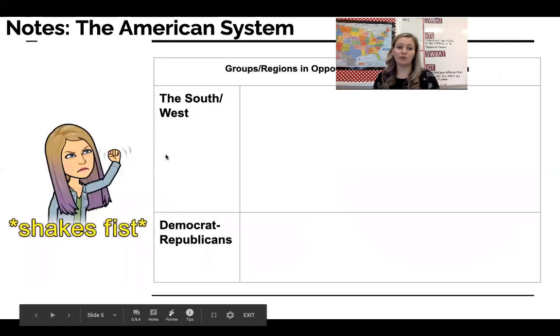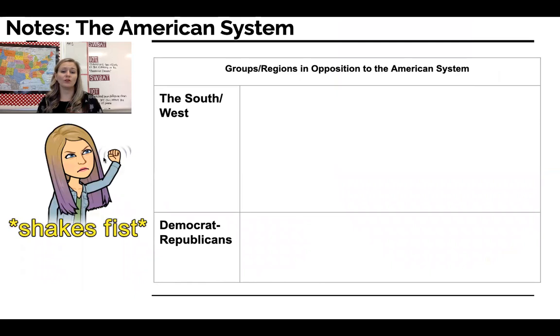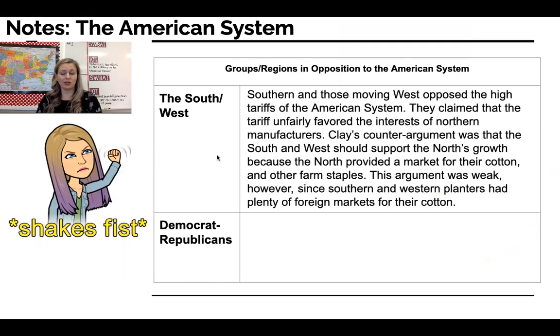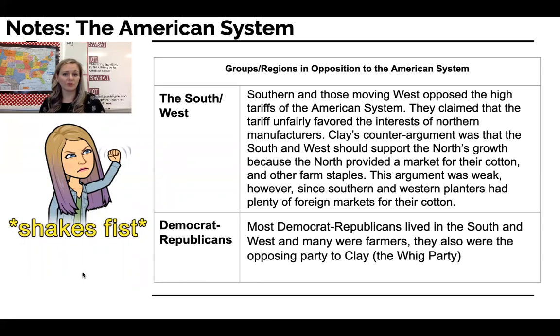Here's the thing, not everybody is a fan of this plan. And so different groups or different regions have an actual opposition to this. Remember, he's a part of the Whig Party, and the Whig Party is going to be a little bit more on the side of the government should be more involved in issues at this time. And so not everybody, especially the South and the West that are still filled with Democratic Republicans, which is the second part here. So I can just go ahead and open that up here. They're not going to be on board with this.